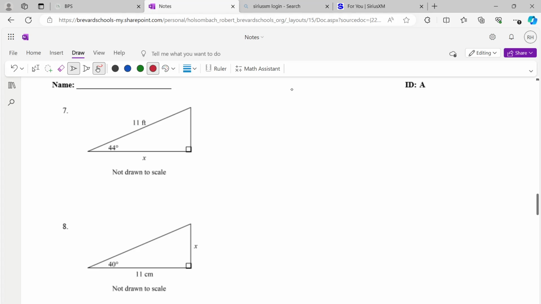All right, problems 7 and 8. In problem number 7, we've got an angle measure. We're looking for adjacent and we have hypotenuse. So adjacent and hypotenuse is cosine. Cosine 44 equals adjacent over hypotenuse, which is 11. Multiply both sides by 11. And 11 times cosine 44, 7.9 is equal to x.